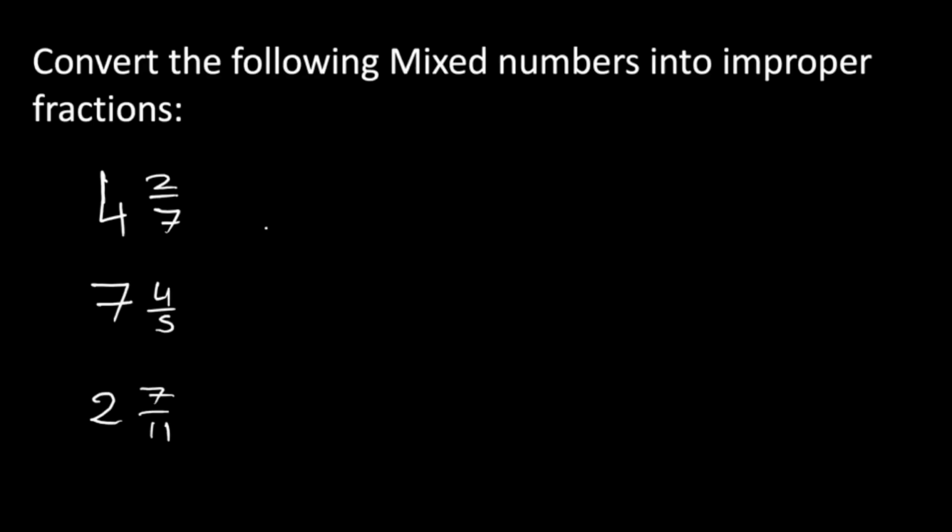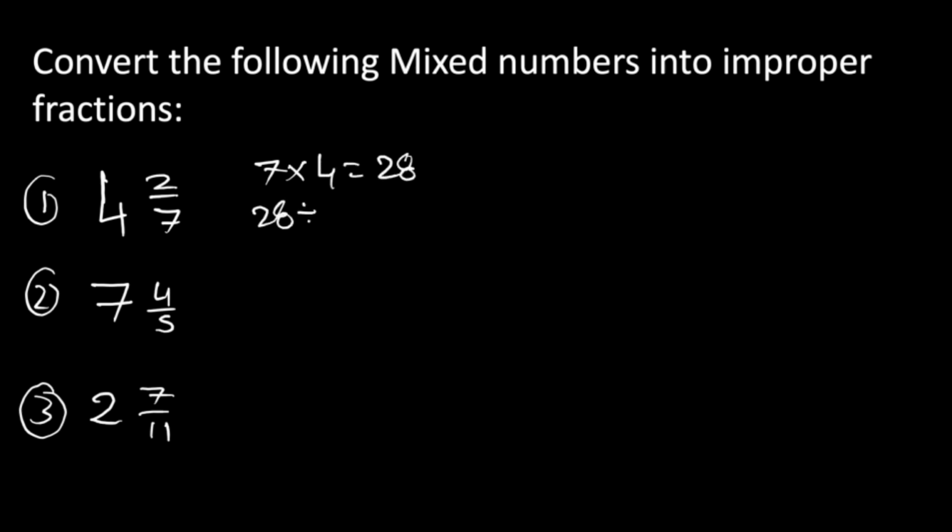Now, here are some exercises for you to do. Convert the following mixed numbers into improper fractions. So go ahead, pause the video and try to solve these. Okay, so question 1. Let's just label them 1, 2, and 3. Question 1: 4 and 2 over 7. First of all, you do the denominator times the integer, which is 28. Add 28 to the numerator, which is 30. And then you keep the denominator, so 30 over 7. That's your answer.